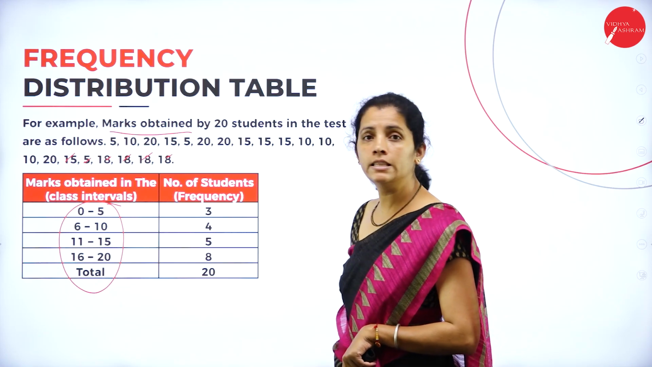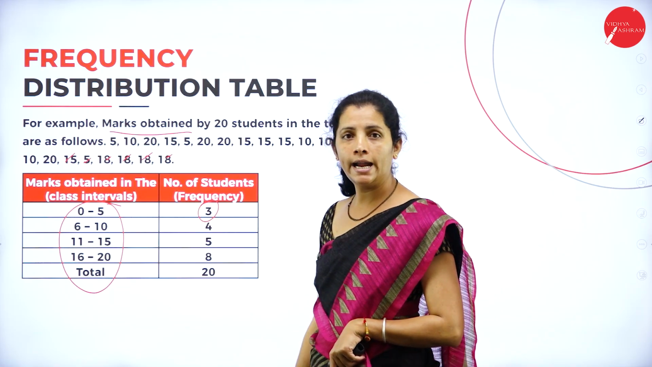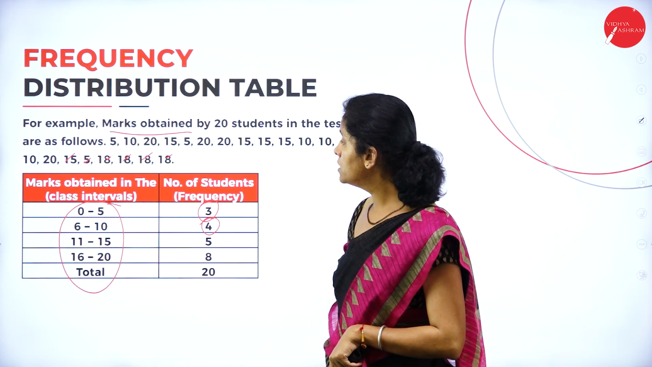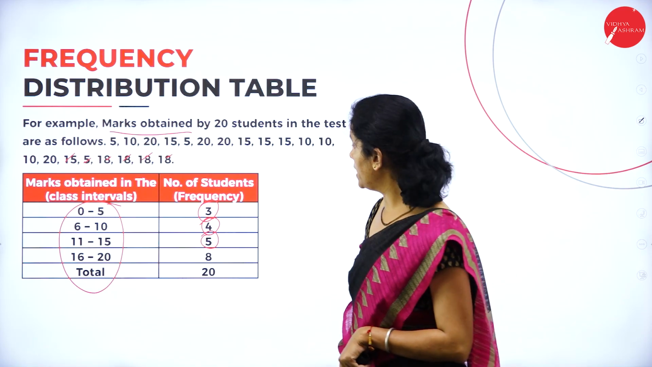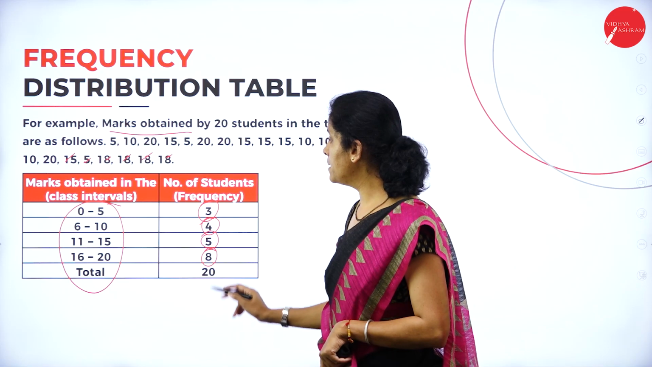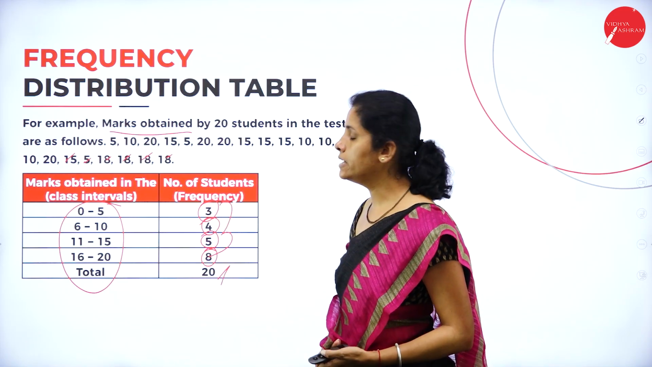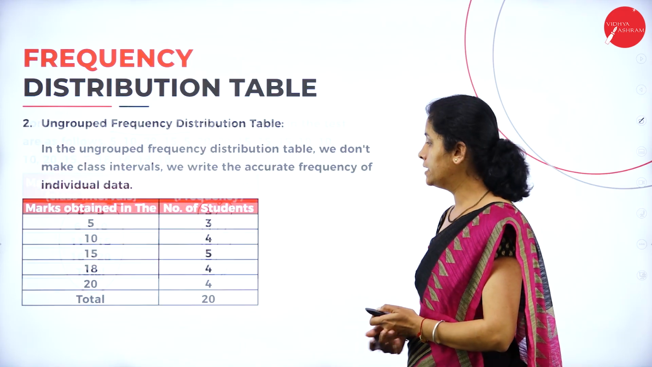And if I consider the range 0 to 5, I have 3 members, and 6 to 10, 4 members. 11 to 15, it is 5 members. 16 to 20, it is 8 members. And when I add all these frequencies, I get the total number of students, that is 20.